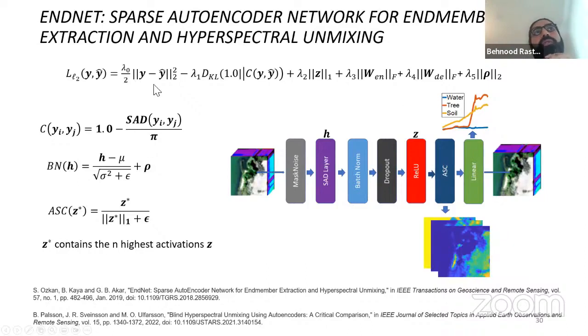So the loss function that they use has a reconstruction term, then KL divergence, and the SAD function, and L1 norm on Z, and some L2 regularization on both the decoder and encoder weights.